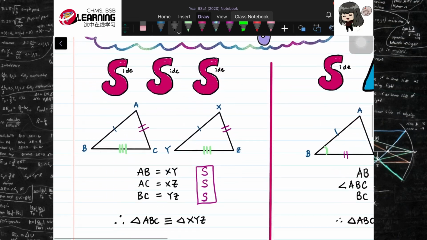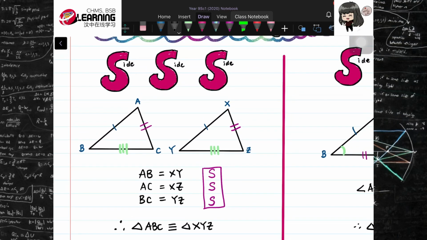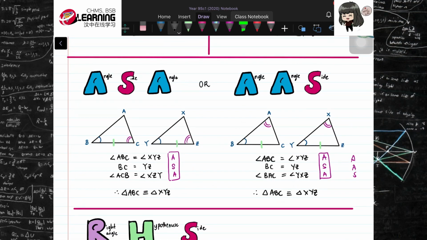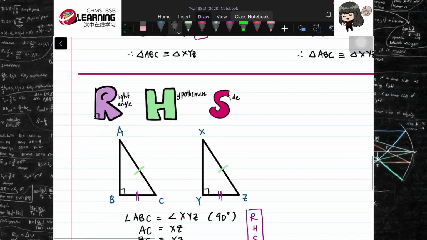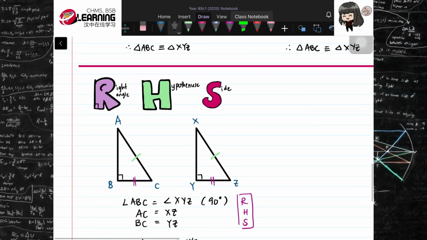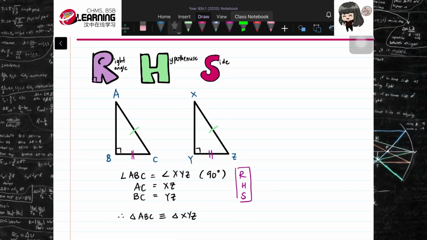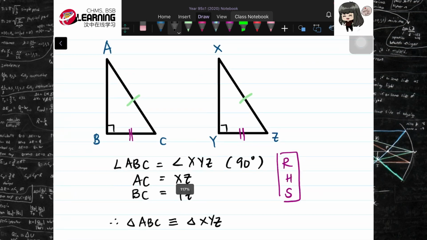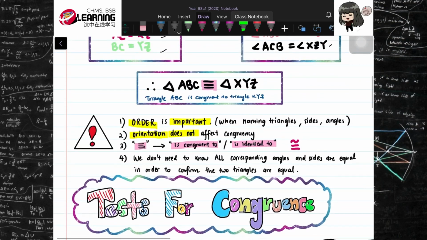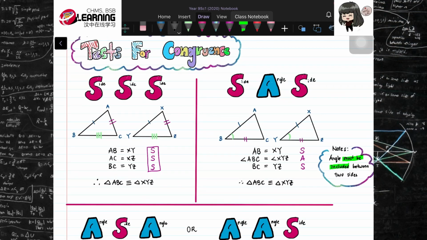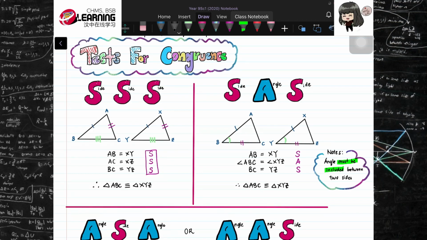As long as they are given SSS or SAS or angle side angle, two angles and one side, or one right angle, one hypotenuse, I mean corresponding, and another side. If they are given in this way, we can conclude that they are congruent. Three items instead of 6 items. You get what I mean? Three items instead of all the 6 items that I listed just now. You see three sides, three angles to prove that they are congruent. No need for all of them. We only need 3 items to test that they are congruent.